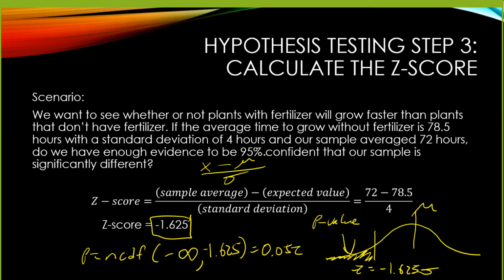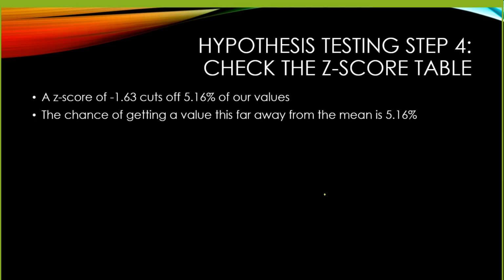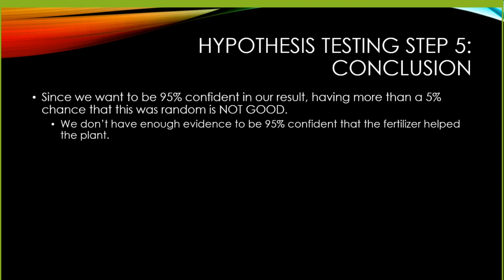Okay, in order to be 95% confident, I would need this area to be less than 5%. Unfortunately, right now we are more than 5%. We're at 5.2%. That might have been my handwriting that messed you up, but this is 0.052. So this is 5.2% that we have within this area. So if that's true, then we don't have enough evidence to be 95% confident in our result.